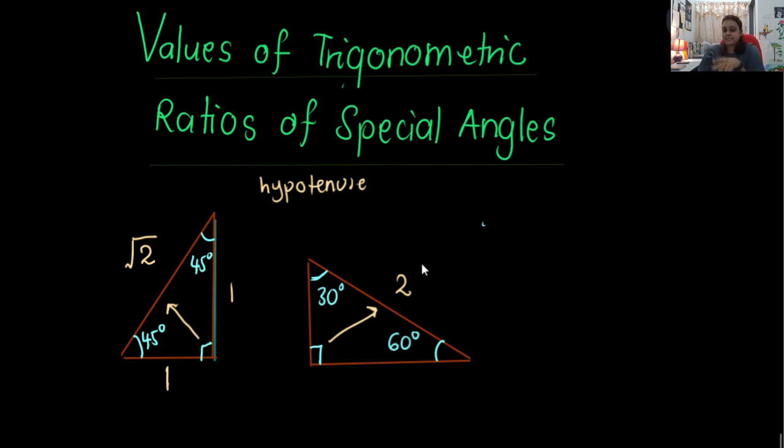Now for the 30 and the 60, you just need to know that for the 30-degree angle, the opposite side is going to be 1.